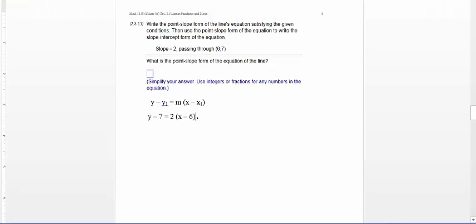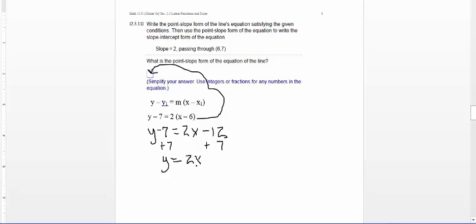So this is the point-slope form of the line equation, and that's what I would be typing into the box for the first part of the question. This is my answer to the question's first part. Then I'm asked to use this to write the slope-intercept form of the line equation. So I want to solve for y. I distribute, getting 2x minus 12 on the right, add 7 to both sides, and I get y equals 2x minus 5. And this will be the answer that you'll put in for the second part of the question.